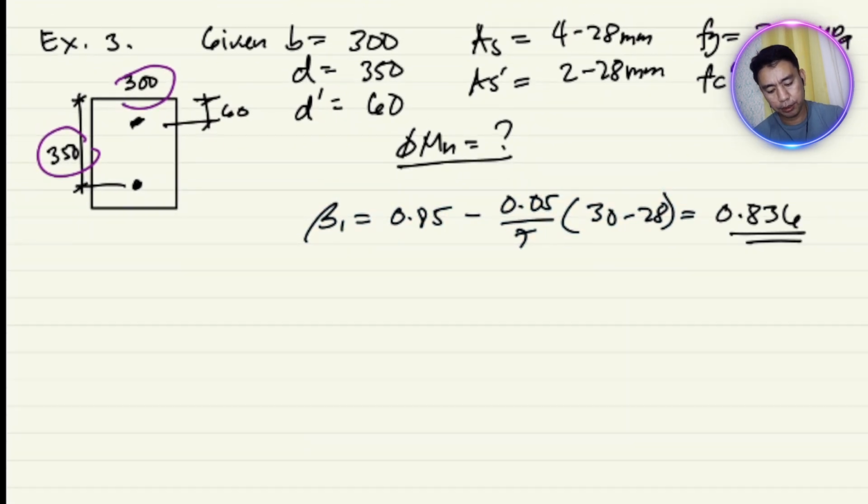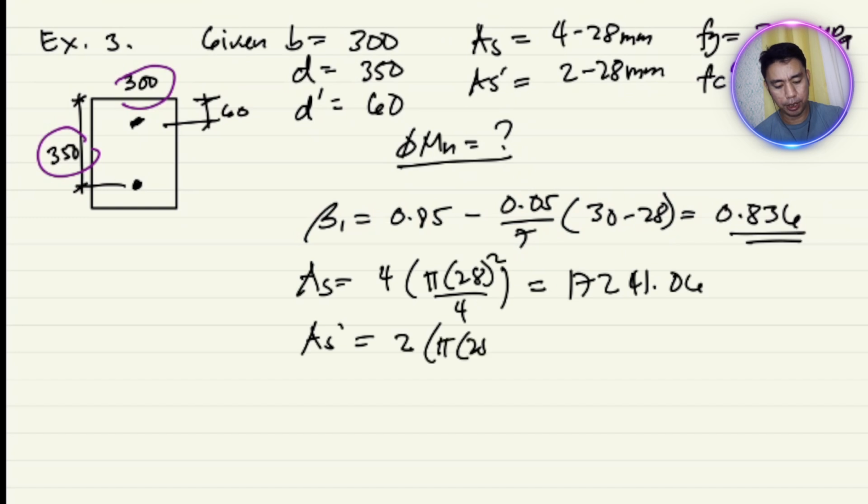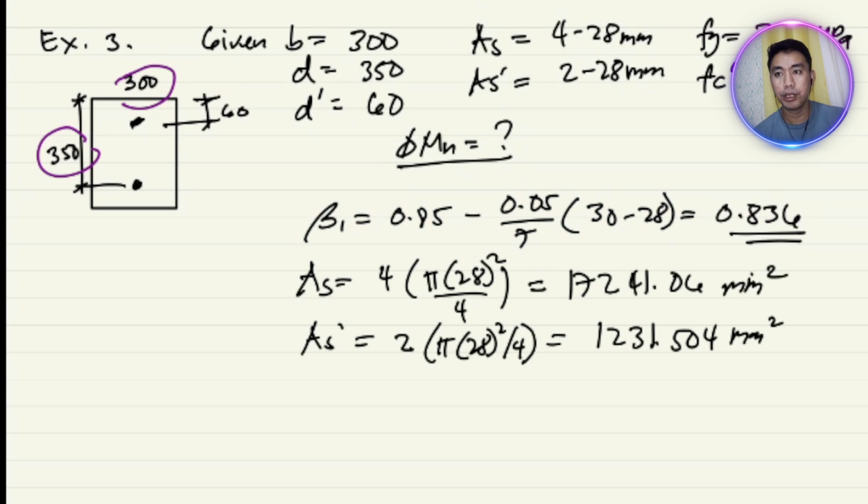And also the AS, ang AS natin is apat na 28 mm. So this is 4 times pi times 28 squared over 4. Then we have 17241.06. Ang AS prime natin is 2 times pi times 28 squared over 4 equal to 1231.504 mm squared. Sa taas rin mm squared.